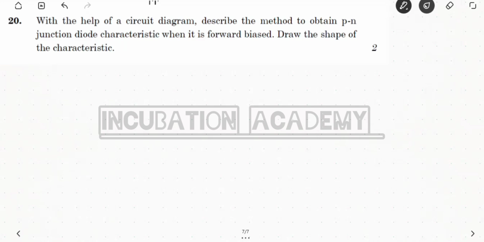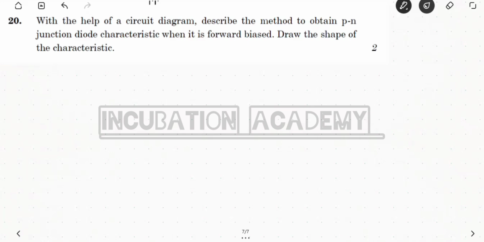With the help of the circuit diagram, describe the method to obtain the p-n junction diode characteristics when it is forward biased. Draw the shape of the characteristics. See question numbers 17, 18, they are competency-based, but this one is not. Actually, CBSE is going to ask 50% competency-based questions. Some questions are competency-based, some are direct and straightforward, and this is a straightforward question from the chapter semiconductor devices, electronic devices.